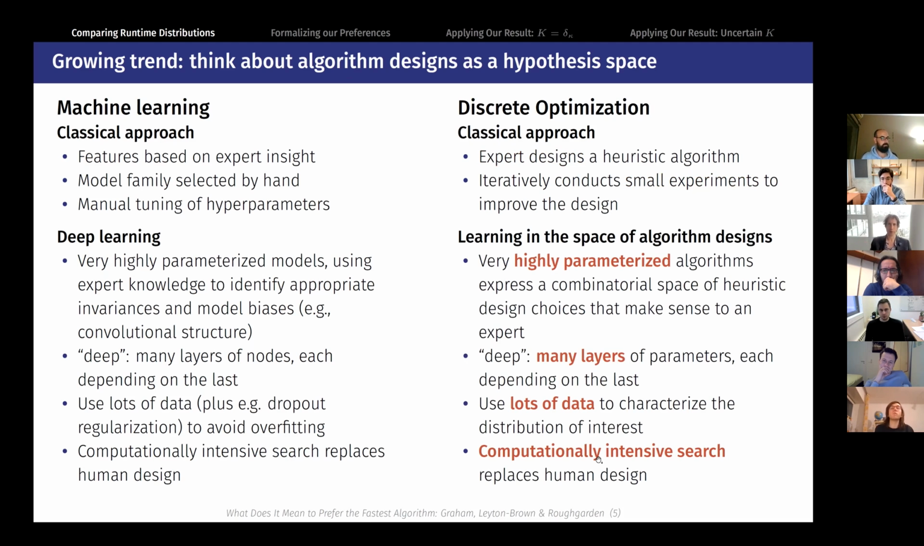And I think now we're doing what I call learning in the space of algorithm designs, where we start with very highly parameterized algorithms that maybe still express points in some heuristic space, but this space might be some enormous combinatorial space that the expert doesn't really understand. And these designs are deep in the sense that there are many different layers of parameters, each of which might conditionally depend on the previous. And we solve the problem in the same way we did before.